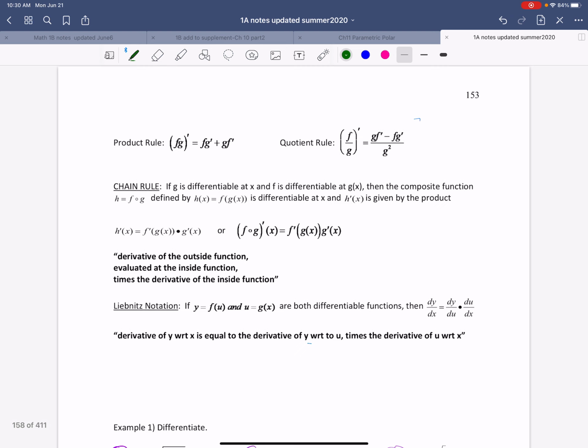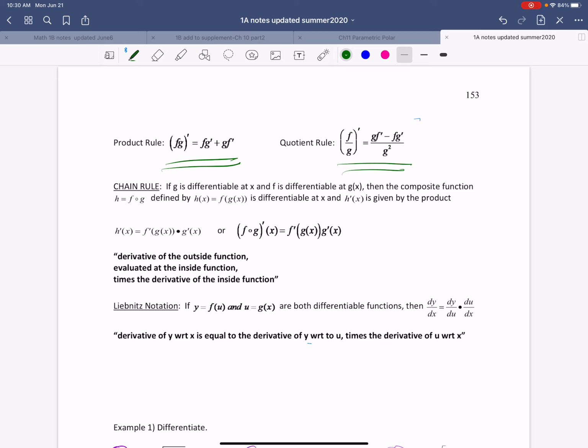Now, product rule, we've talked about: the derivative of f times g is equal to f g prime plus g f prime. First function times derivative of second plus second times derivative of first. We also recall the quotient rule, low d high minus high d low over low low.